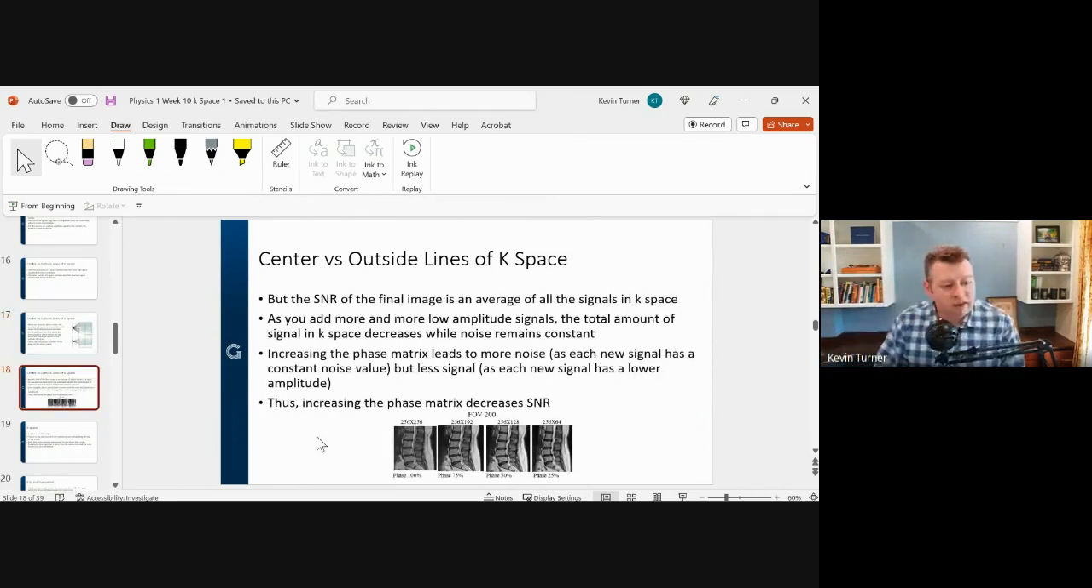But the SNR of the final image is the average of all the signals in K space. As you add more and more low amplitude signals, the total amount of signal in K space decreases while noise remains constant. Increasing the phase matrix leads to more noise, as each new signal has a constant noise value, but less signal, as each new signal has a lower amplitude. Thus, increasing the phase matrix decreases SNR.